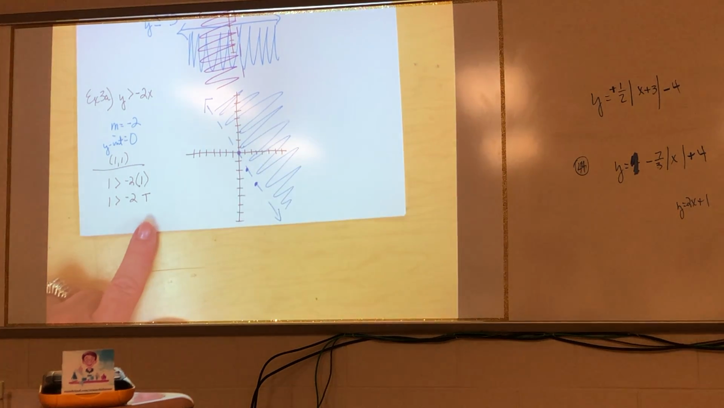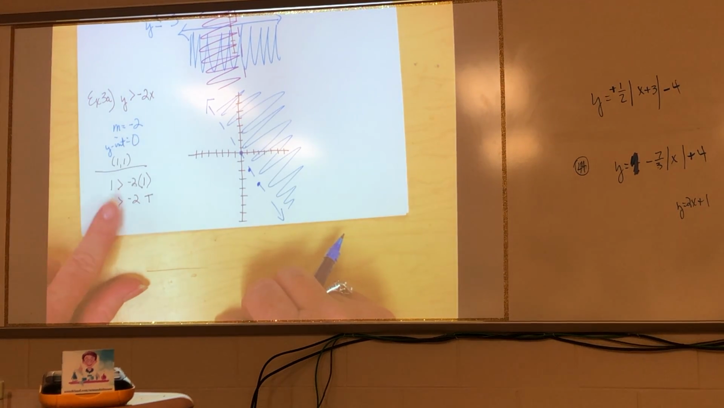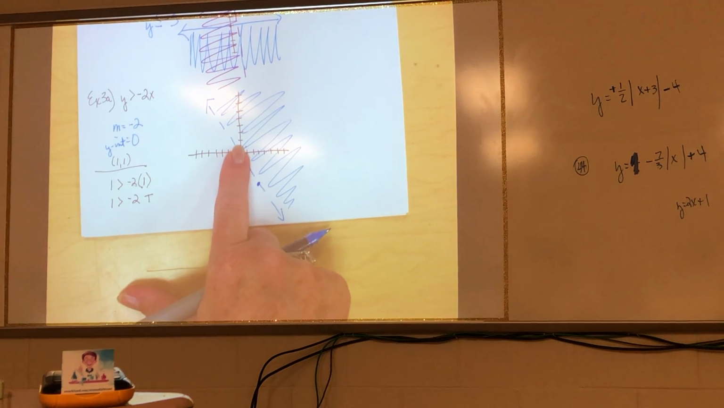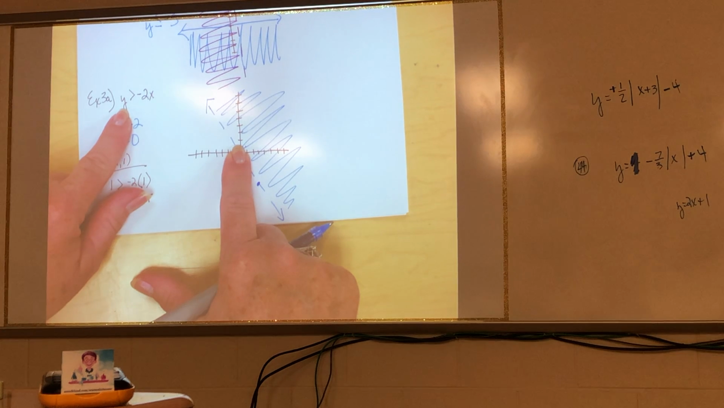Now, this is the way I teach my kids how to do it, because you should know that. That's Algebra 1. So here's what I tell my kids. Put your finger on the y-intercept. Now read what your statement says. We solve for y. In this case, we didn't have to, but if we did, we would have. Now read what you want.